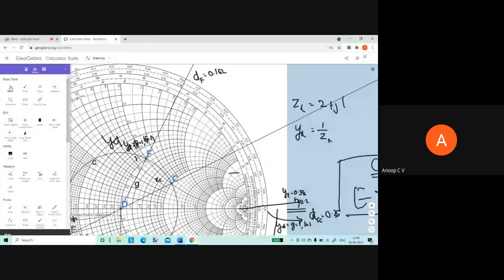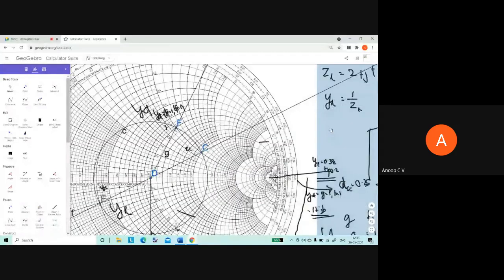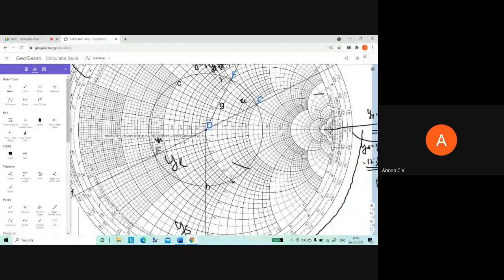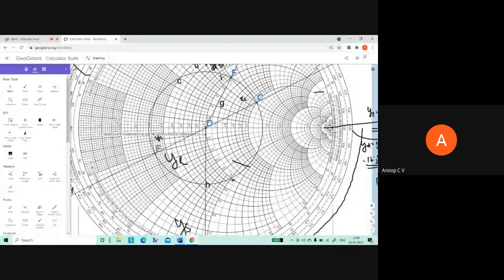Then we need to find what is the DE point. So this is the point we need to mark down. So it is 0.46, 0.462, 0.47. It's almost 0.46, or I should say 0.462.